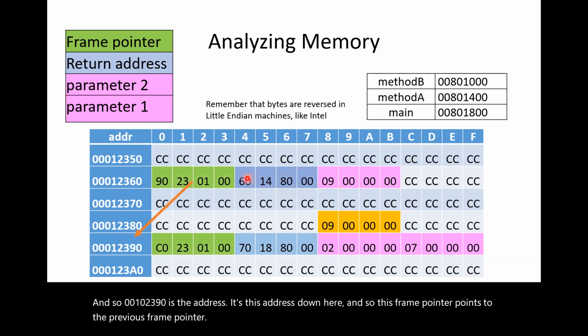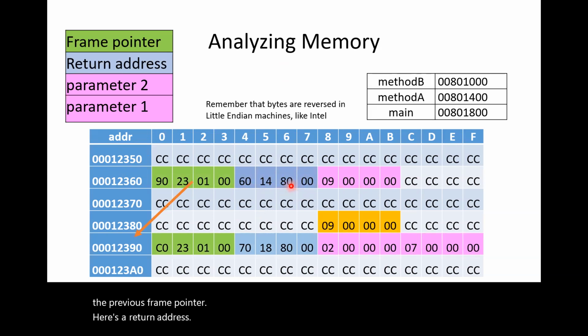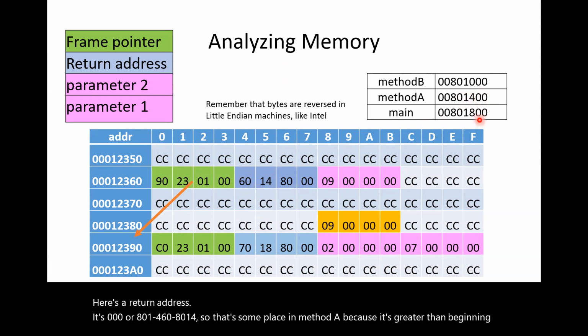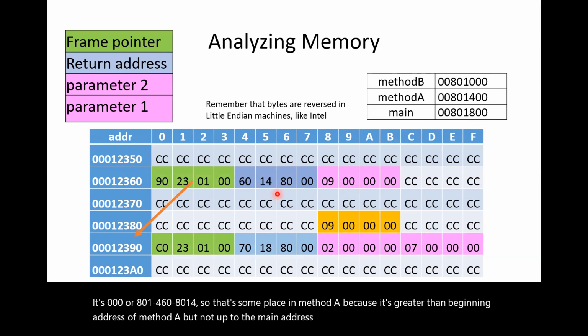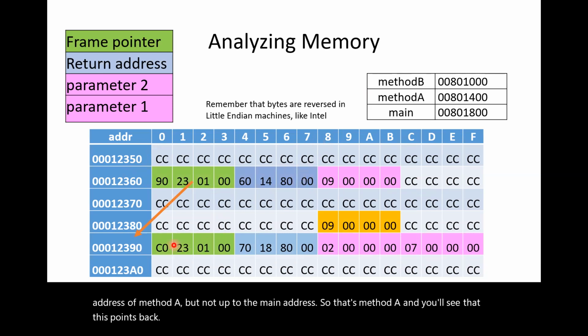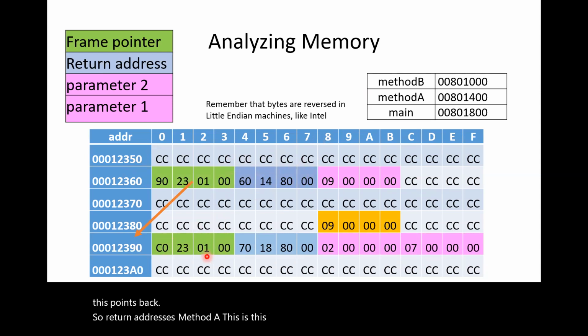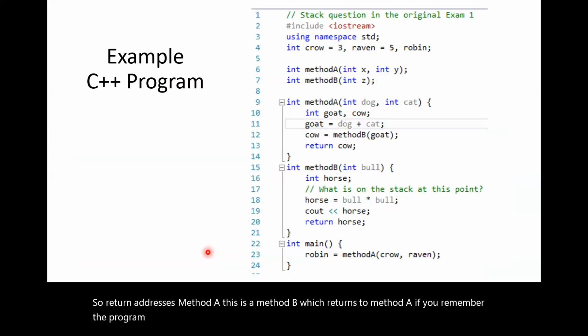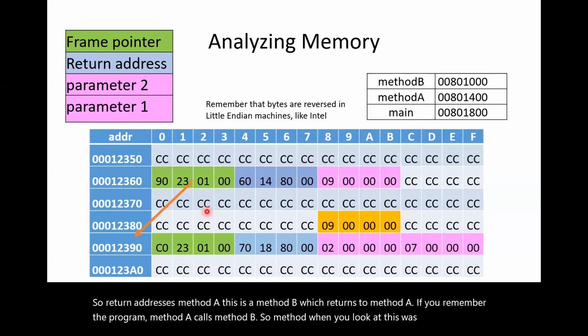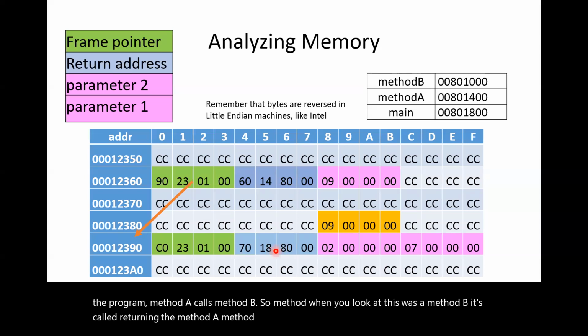Now here's a return address. It's 00801460. So that's someplace in method A, because it's greater than the beginning address of method A, but not up to the main address. So the return address is method A. This is in method B, which returns to method A. If you remember the program, method A calls method B. Method A returns to 801870, which should be somewhere in the main program.